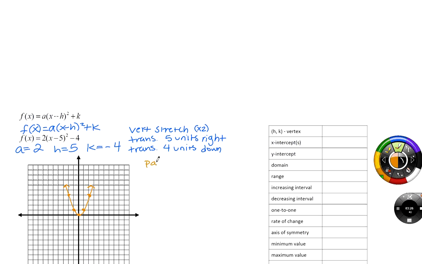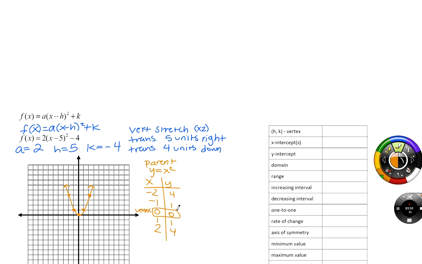Numerically, the parent function is this simpler equation, and those points that I just graphed came from this chart, where this right here was our vertex. So far, so good with everybody? So all we've done is put the parent function on here.